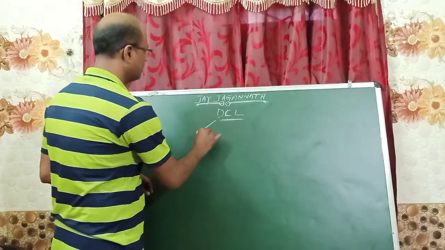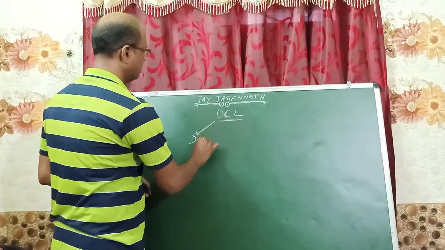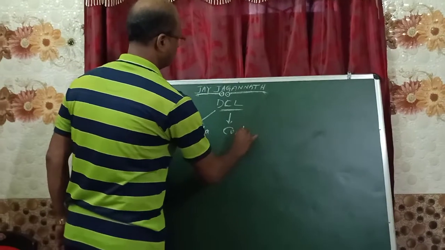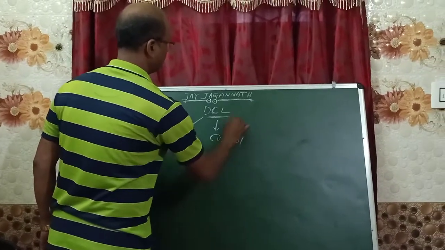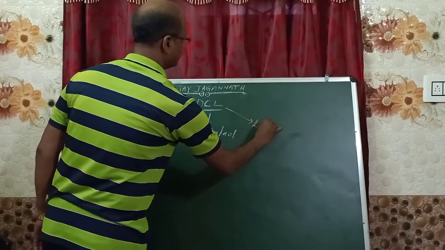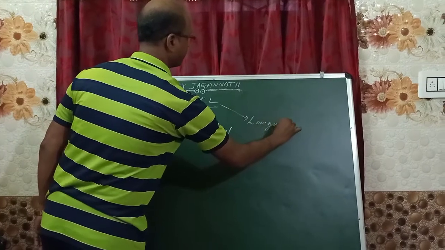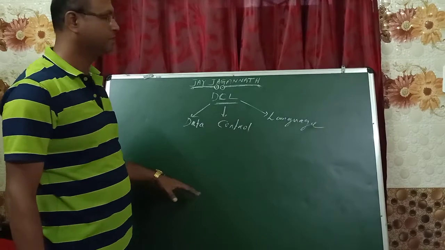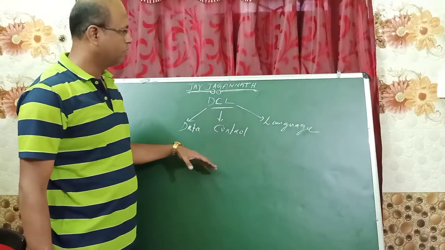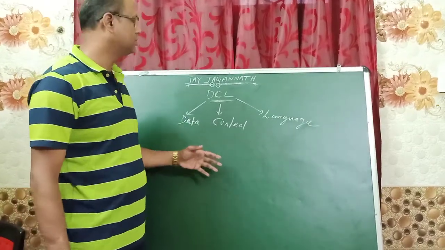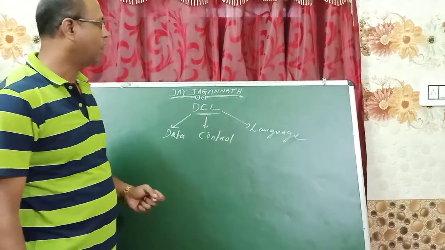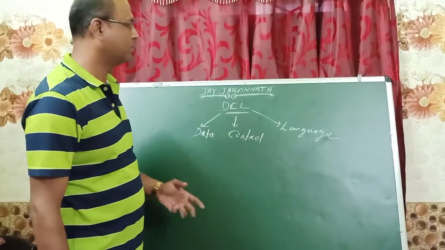DCL stands for Data Control Language. Using DCL, one can control the accessing privilege of data from the database.